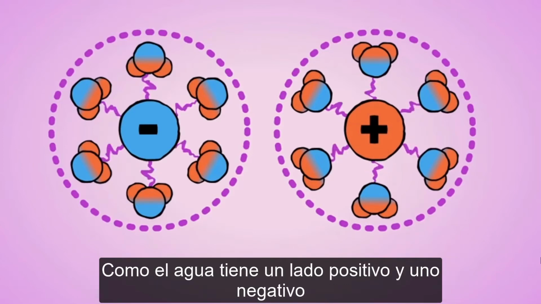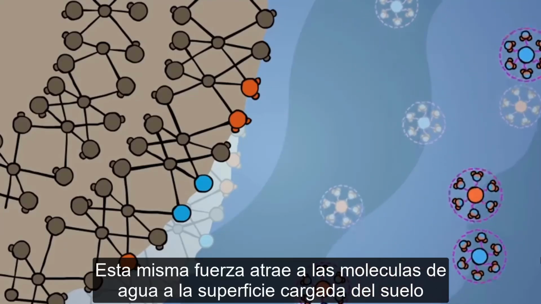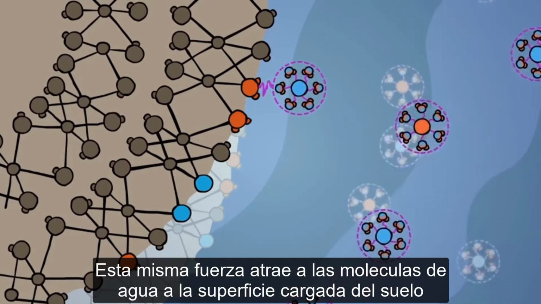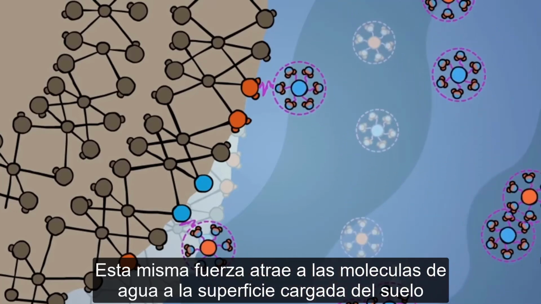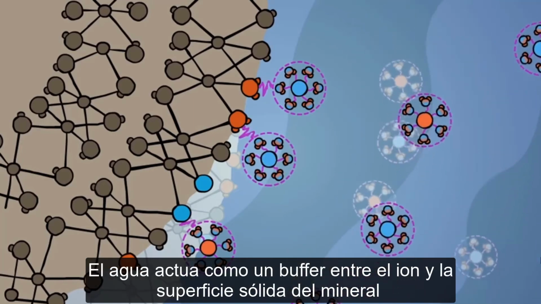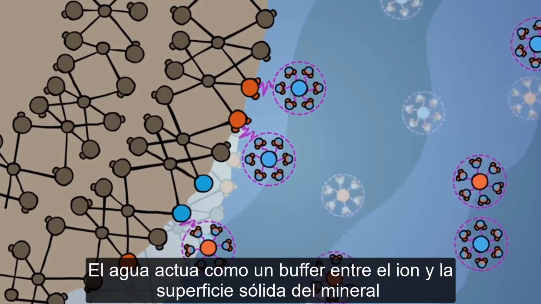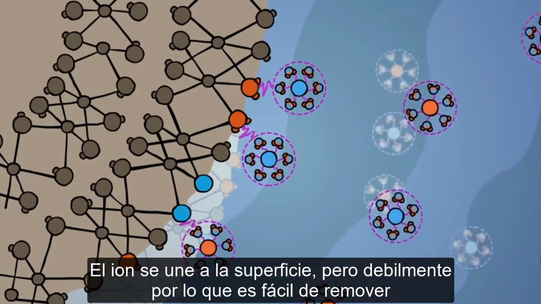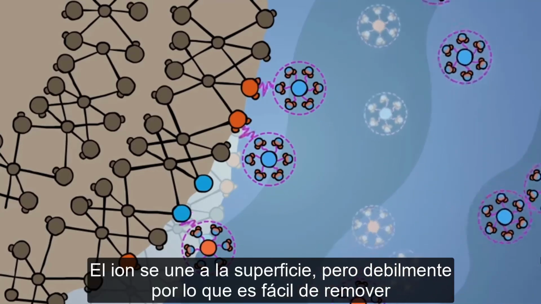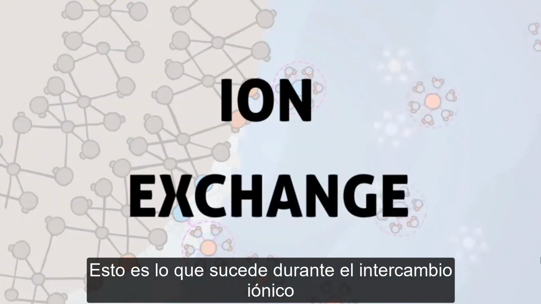Since water has a positive and a negative side, it can align with either type of charged ions. This same physical force attracts the water molecules, with the ion in tow, towards the charged solid surface in soils. The water is acting as a buffer between the ion and the solid mineral surface. The ion sticks to the surface, but only loosely, so it's easy to remove again. This is what happens during ion exchange.